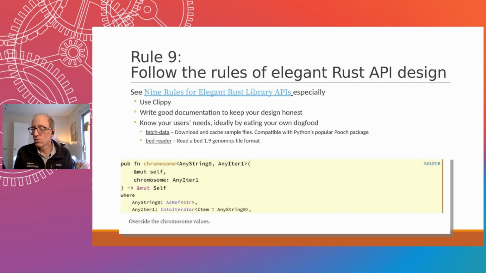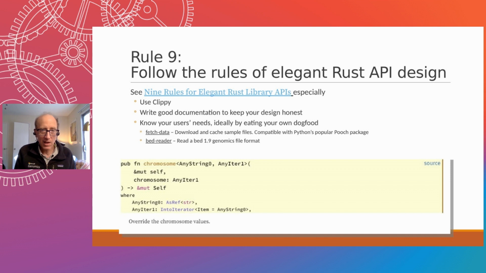So I had 2 Rust crates that I tested this on, the anyinput macro. I have one called fetch data, which downloads and caches big sample files from the internet. It's compatible with Python's popular pooch package. That was just so when a user gave me a path of something, it could be a string or a path or a reference to a path. That worked fine, but that was a very simple case. The more complicated case was bedreader, where I actually had iterators of strings and things like that.